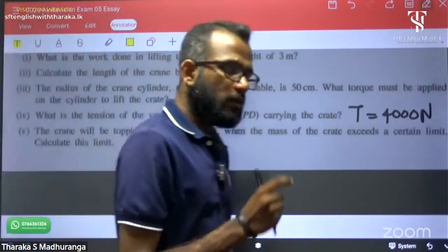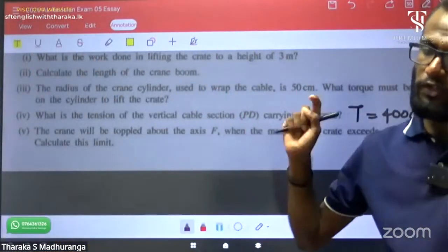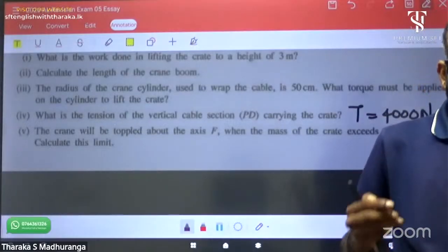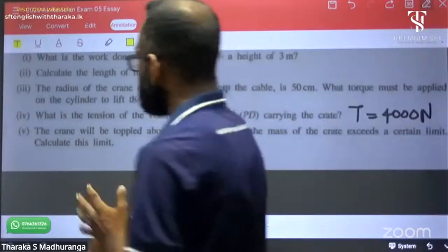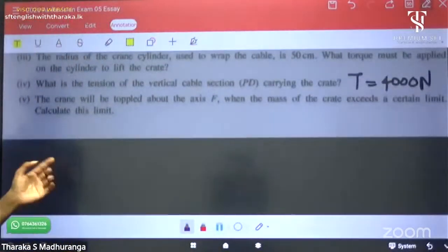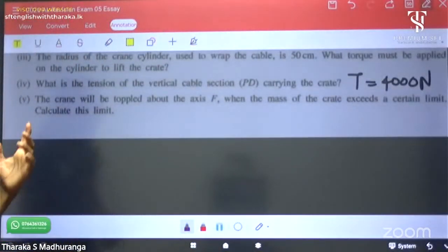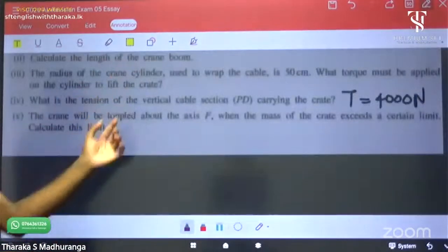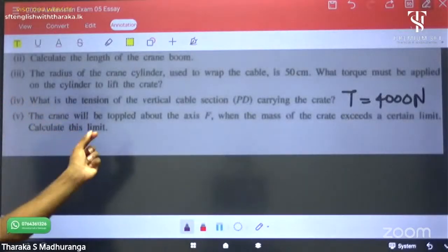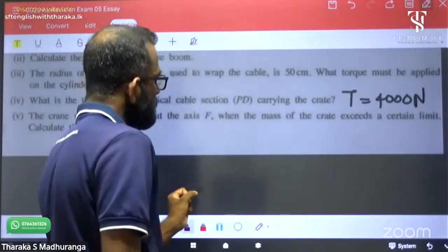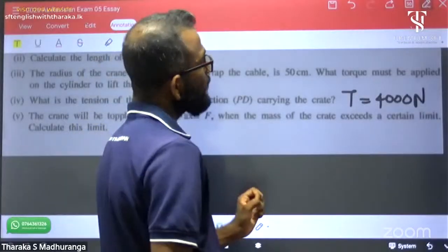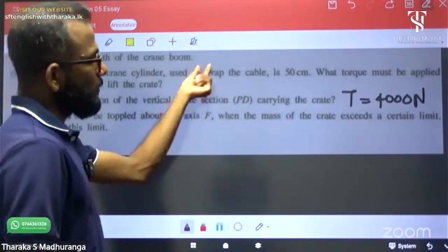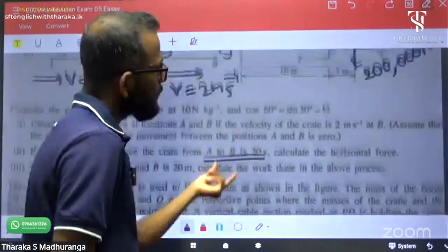It's the most important, and 30 marks for this question as well. Normally, the slightly complicated, advanced questions carry a lot of marks. The crane will be toppled. Toppled means rotate. About the F axis, when the mass of the crane exceeds a certain limit, calculate this limit.